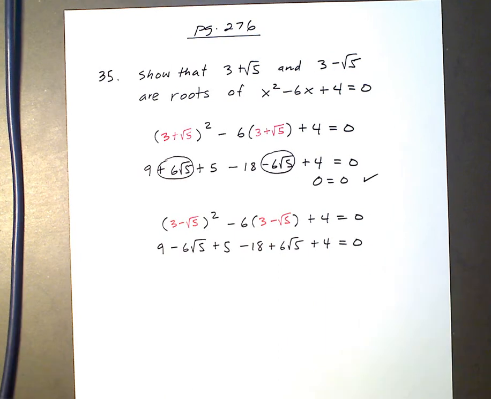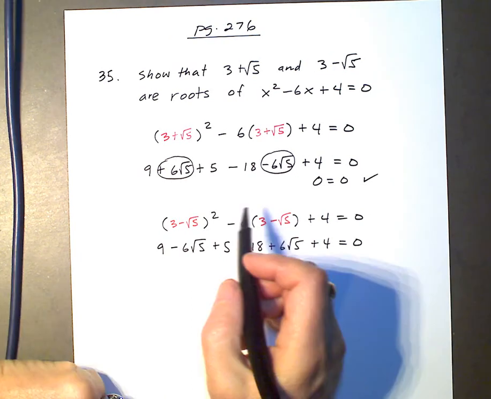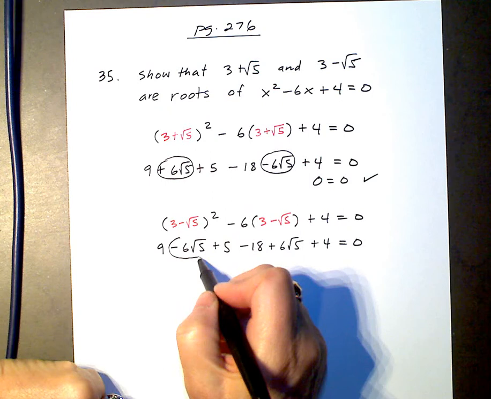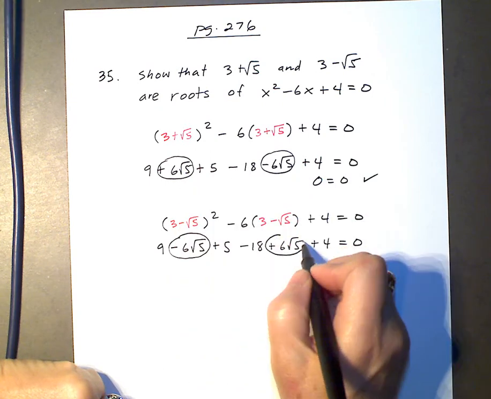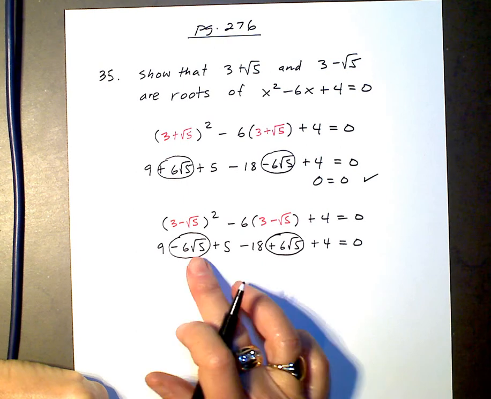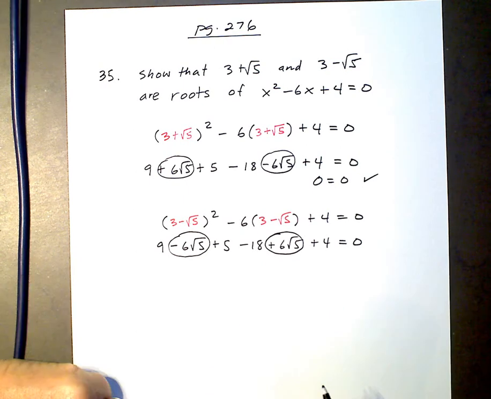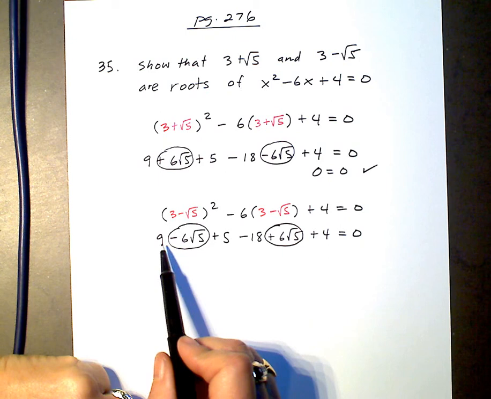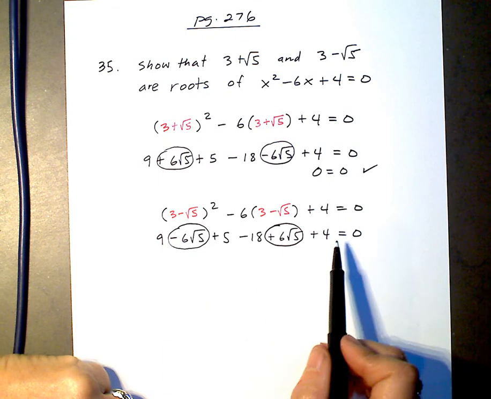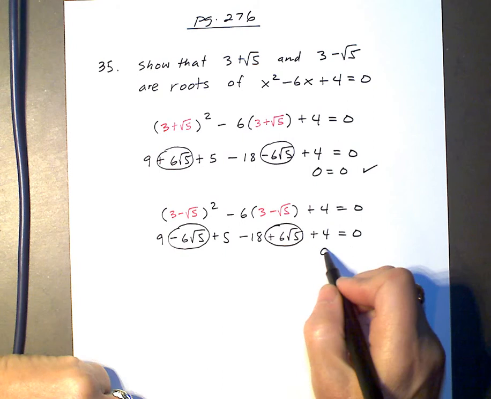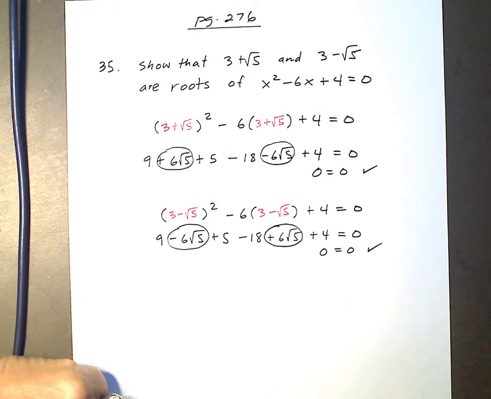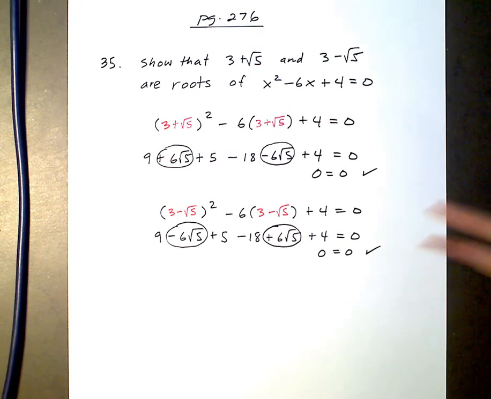And you'll see that this is very similar to the last exercise right up here, except that these have opposite signs in a different order, but they cancel each other out. And again, we have 9 plus 5 plus 4 is a positive 18, minus 18 is 0. So that is also a root, and it's been proved by substitution.